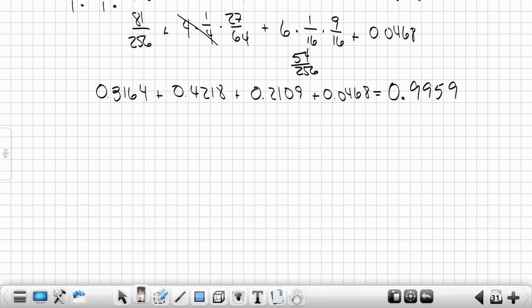Now, to do Amanda's method. Amanda said, well, couldn't we just subtract from 100% the probability of winning all four? Because this is really saying we don't win all four. We either win 0, 1, 2, or 3 games. We are not going to win all four.